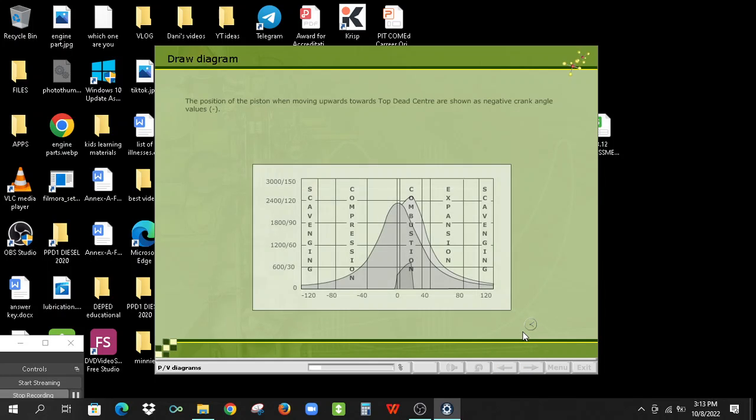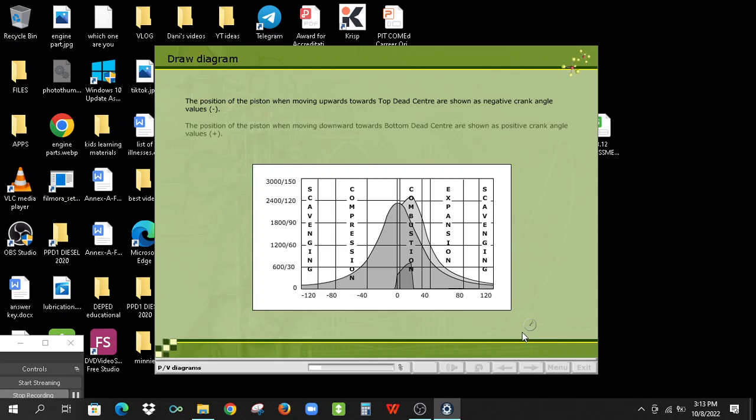The position of the piston when moving upwards towards top dead center are shown as negative crank angle values, minus. The position of the piston when moving downward towards bottom dead center are shown as positive crank angle values, plus.